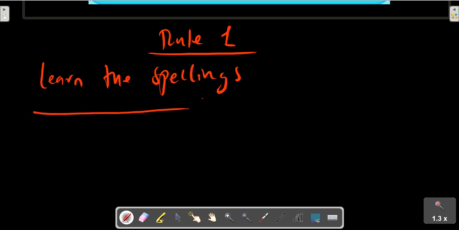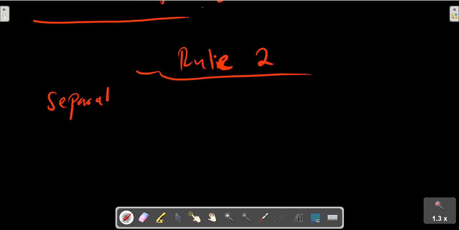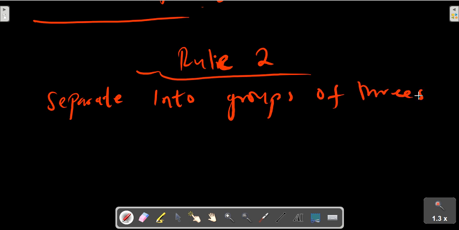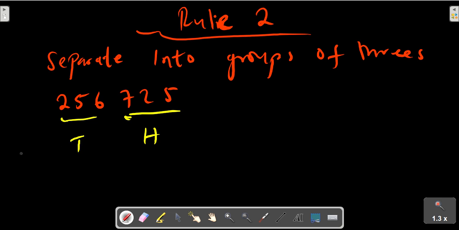Okay, now let's go on to the second rule. Rule number two. This is also very important, and this makes it very easy while we're trying to write a number out. And it is: separate the numbers into groups of three. This makes it very easy when we're trying to write out numbers, especially when we've got large numbers. For example, we could have 256,725. We're going to group them from right to left, and I've got just two groups of threes in this case. This makes it easy because we could have the hundreds, the thousands, and if we've got another group, it's going to be millions, and it keeps going on and on.